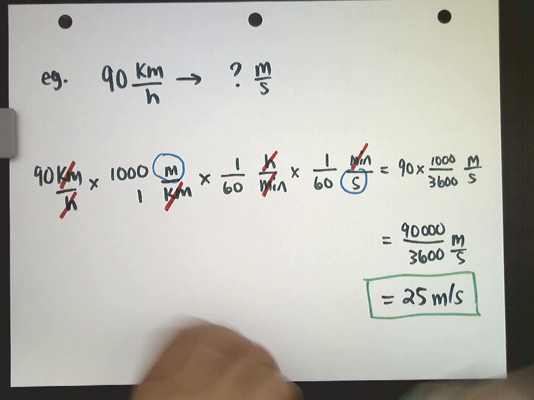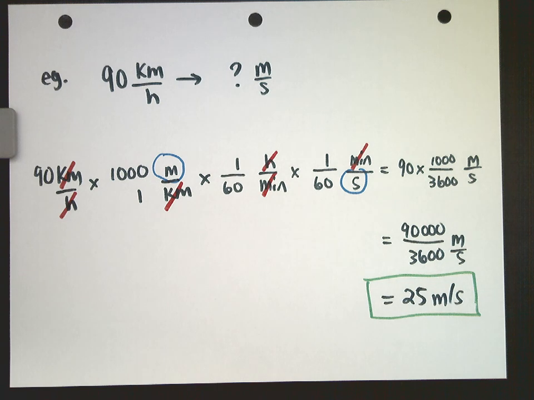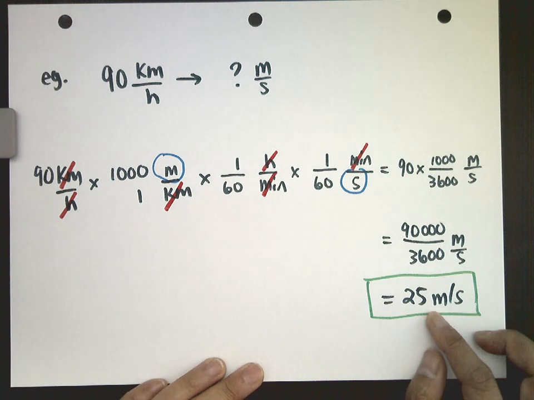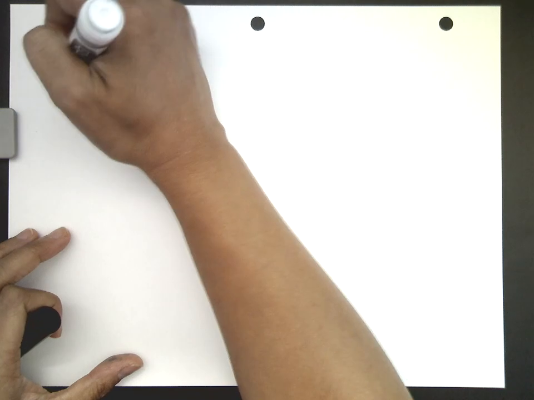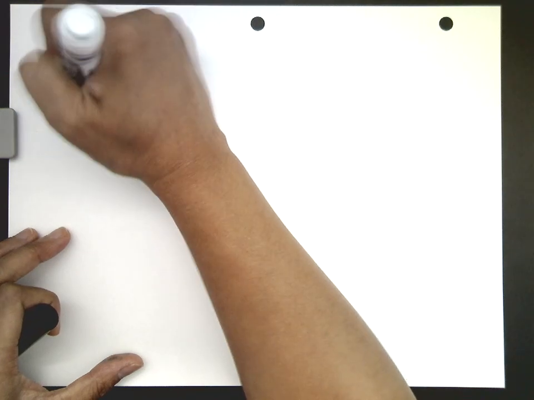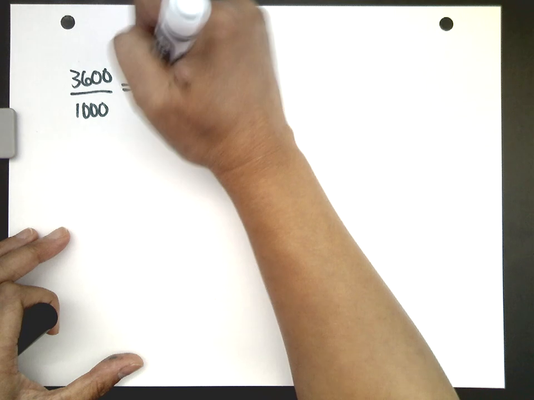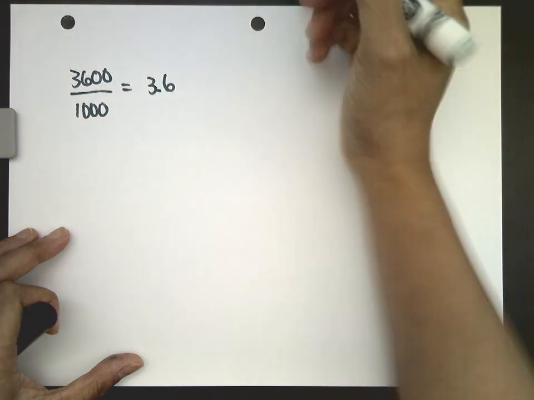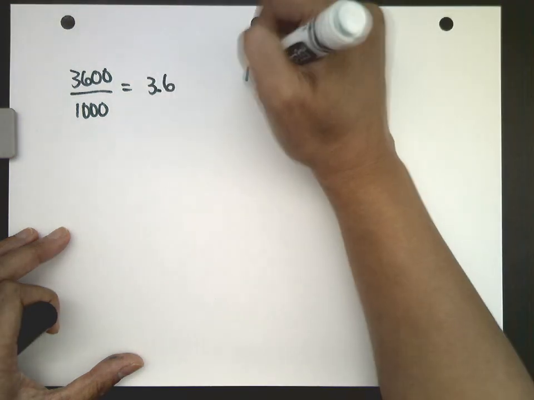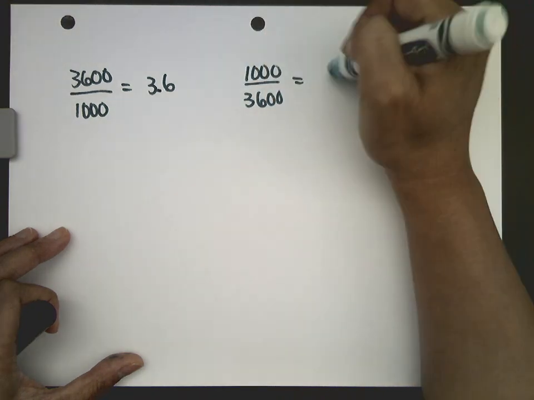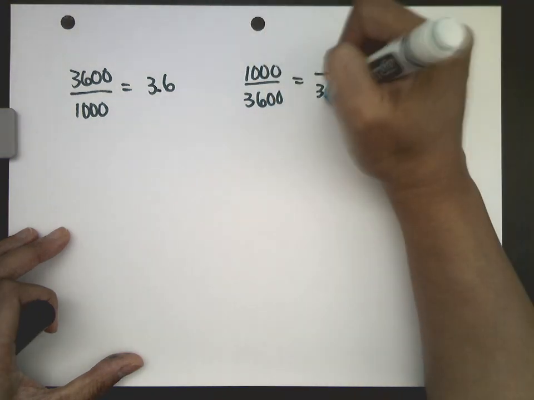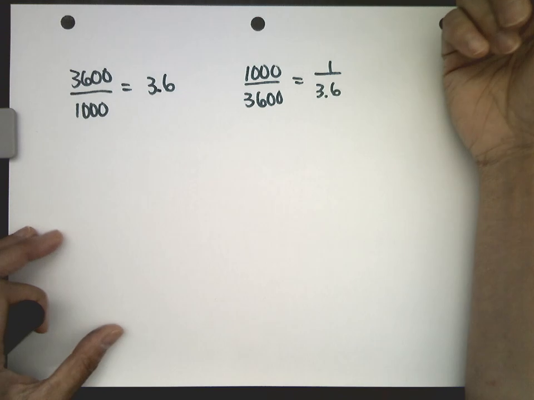So if you were traveling at 90 kilometers per hour, that means that is 25 meters every second. That's how fast you will go. All right, let's take a look at that ratio. 3,600 over 1,000 is really 3.6. Or if I do that other ratio, 1,000 divided by 3,600 is also 3.6, but it's 1 over 3.6, or you're dividing in a sense.